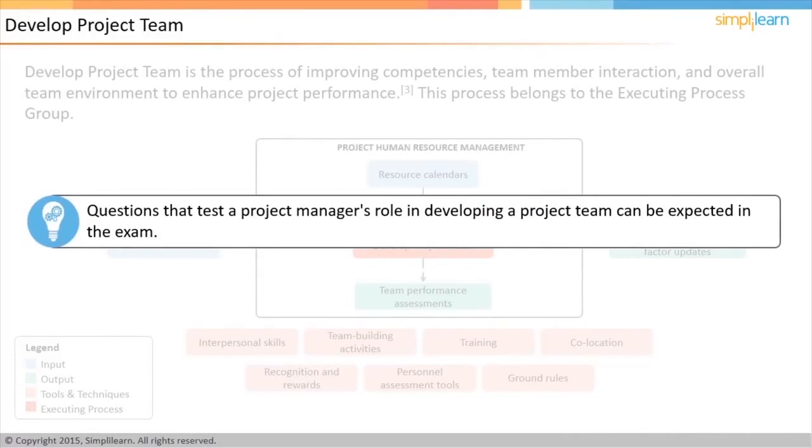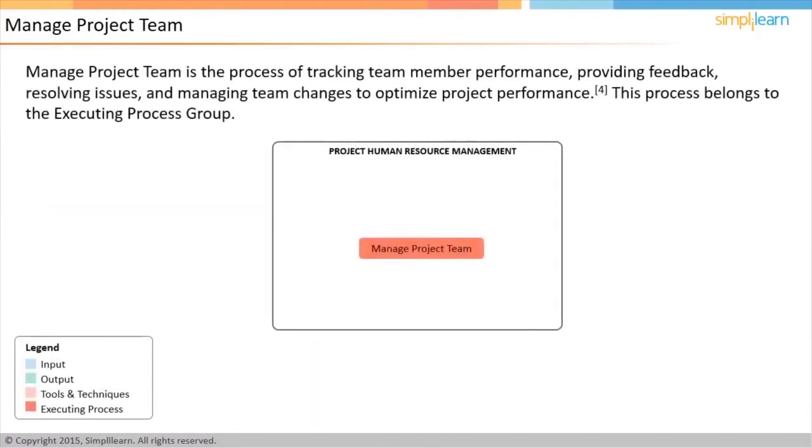In the next screen, let us discuss the Manage Project Team process. Managing the project team is different from developing the project team, though it is also done during the Execution Process Group. It relates to measuring team members' performance, providing feedback, resolving issues, and managing changes to optimize project performance. To measure team members' performance, the manager should know the work assigned to them as well as their performance on the assigned work. Hence, project staff assignments and team performance assessments are listed as input to this process. The Human Resource Management Plan serves as a guideline for managing project teams.